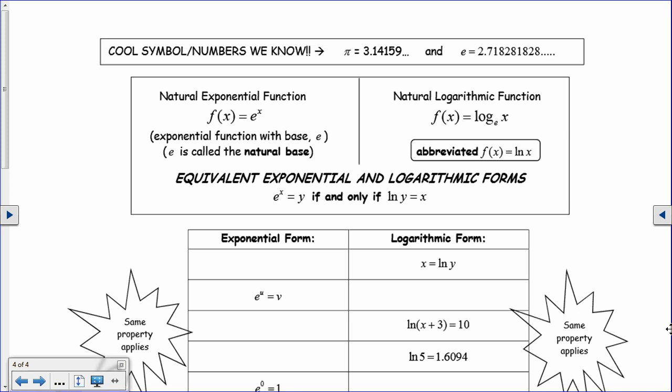Before we get to the solving, I want to talk about a different kind of log. Underneath the log button, you guys should see LN. You guys see the LN button? Yeah. That is called a natural log. So that's another thing that we're going to be using when we're talking about logarithms.